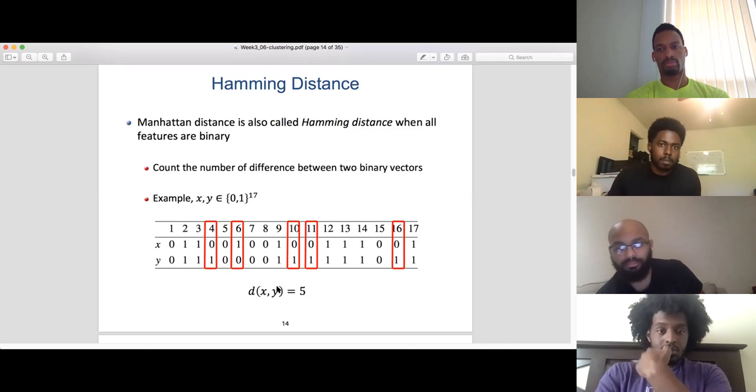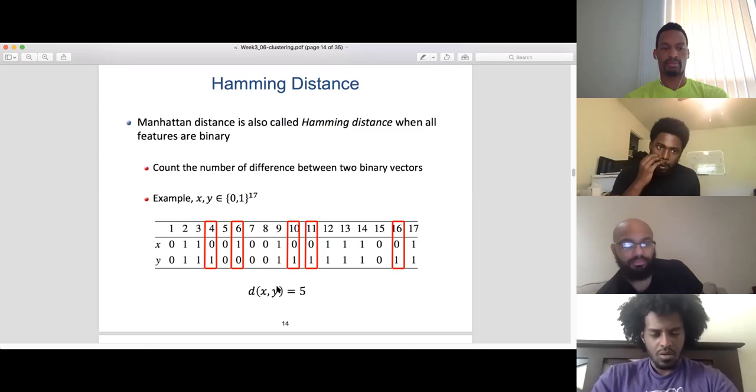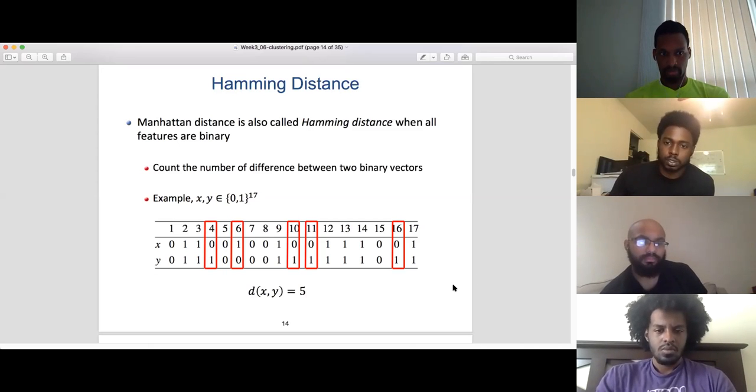Does that make sense? Yeah, that makes sense. So it summed up the differences between both of those vectors.